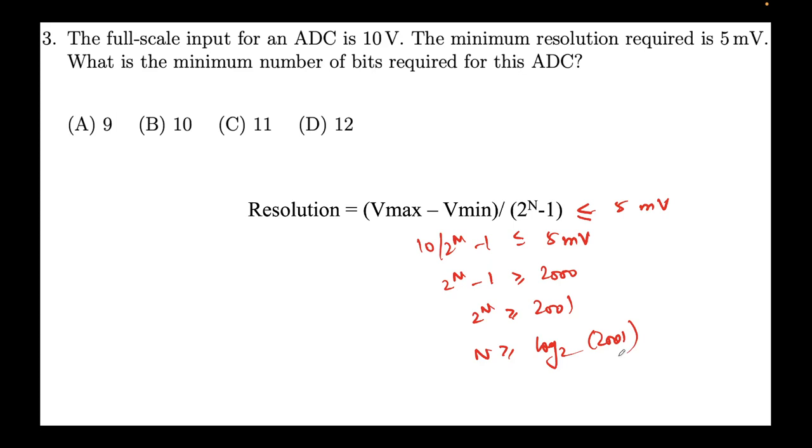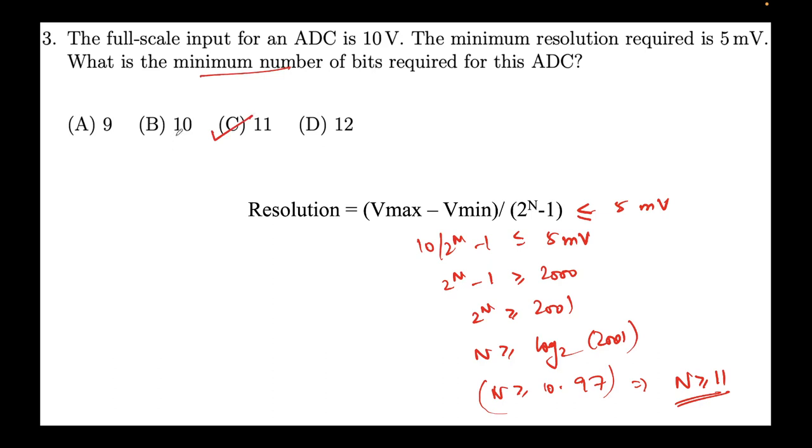Okay, let's see what this turns out to be. Log 2001 divided by log 2 is 10.96. So n should be greater than or equal to 10.97. Note, n can only be an integer. This means the minimum value of n should be greater than or equal to 11, so the minimum number of bits is 11. Even if it's 12, we are fine. The question says minimum, it has to be 11, it cannot be 10.